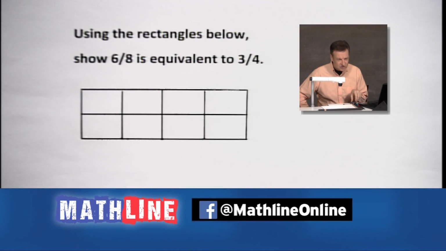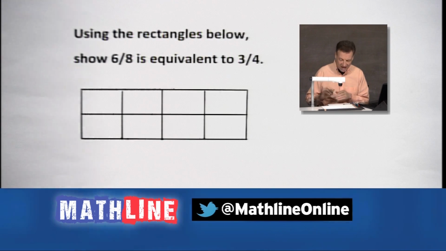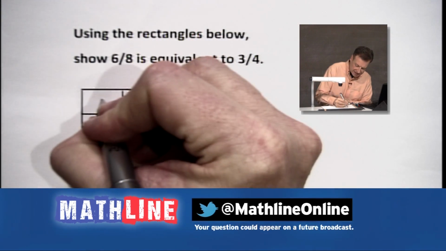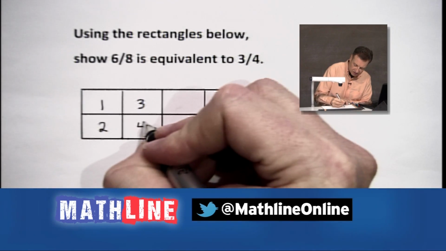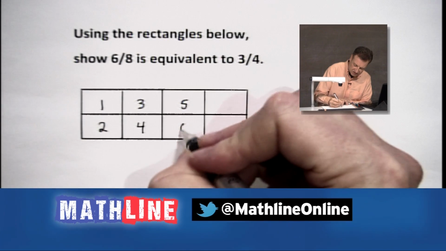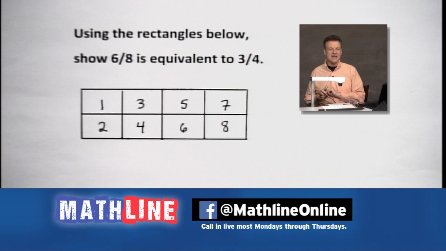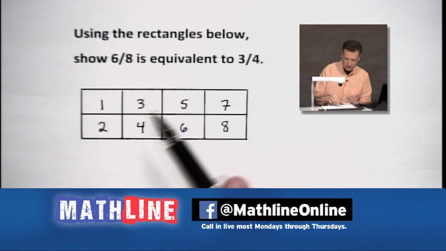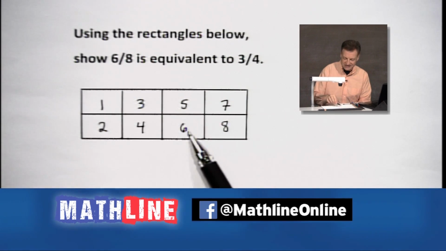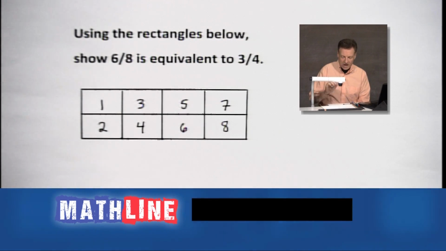It says, using the rectangles below, we want to show that 6/8 is equivalent to 3/4. Now, notice, let's just number. We'll make it easy on ourselves, all right? 1, 2, 3, 4, 5, 6. Everybody's going like, we can count. Yes, I can too. There we go. We've got 8 of them, all right? And if I were going to look at 6 of these, 1, 2, 3, 4, 5, 6. Those 6 look great to me right there, that little pocket. The question is 6 out of 8.